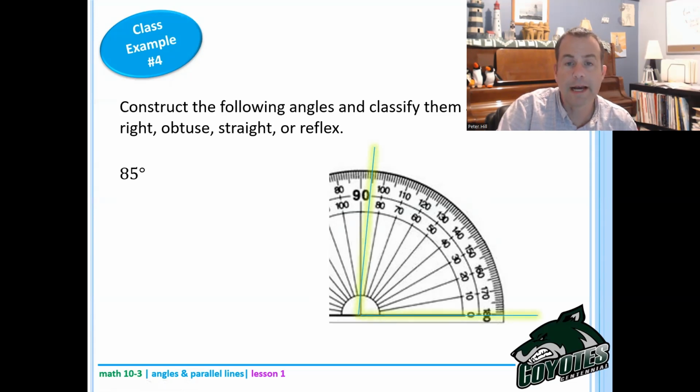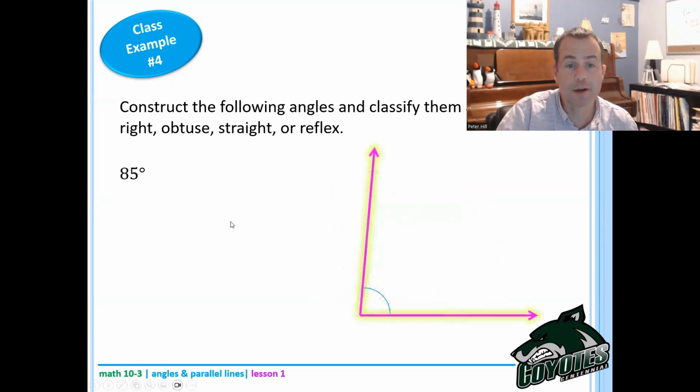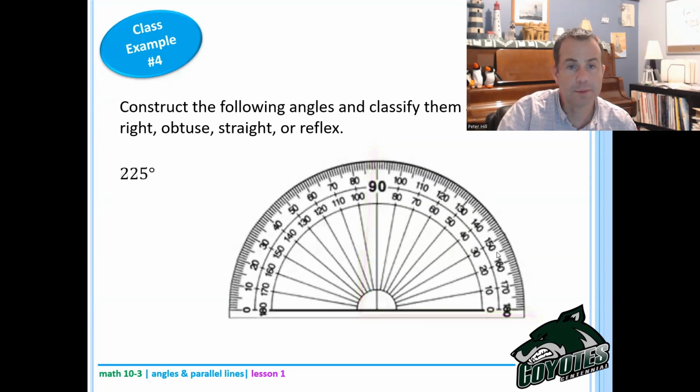Okay. Now, when I go to draw an angle, I'm going to lift my protractor away and actually draw that angle in. And I need to have the little curve there that shows the rotation that I'm doing. Okay. Now, this would be an acute angle. And then the 225.